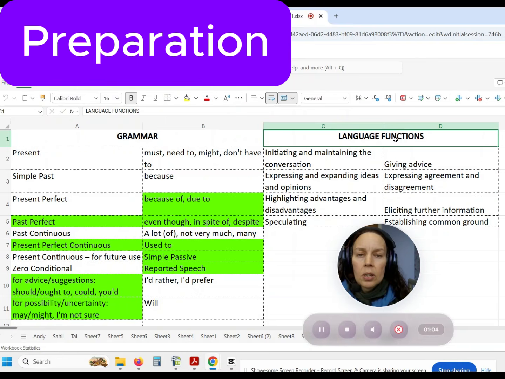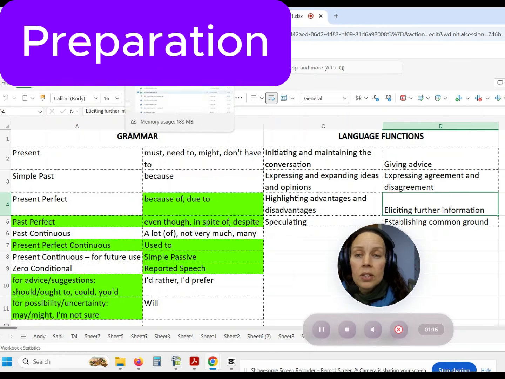Language functions. That is what the examiner will also grade me on. I need to be able to do these things. I need to be able to give advice, to speculate, to elicit further information. I need to do all of these things. So I want to be ready with everything on this piece of paper.